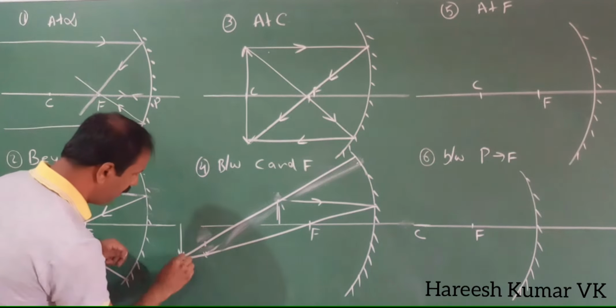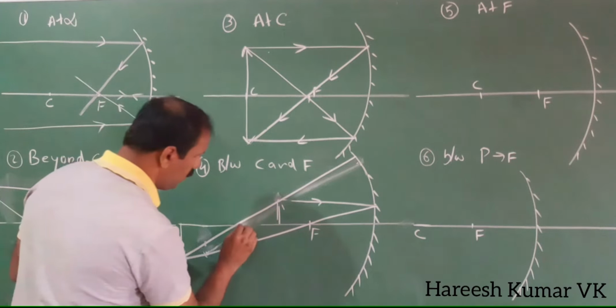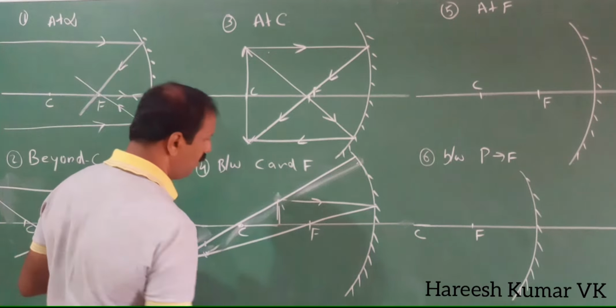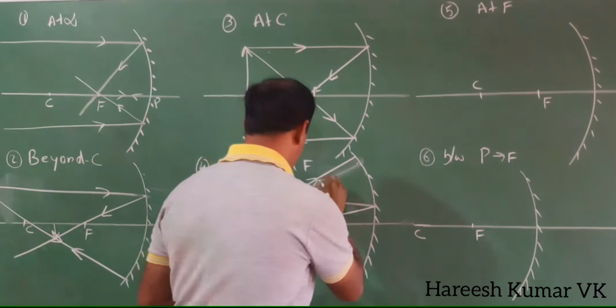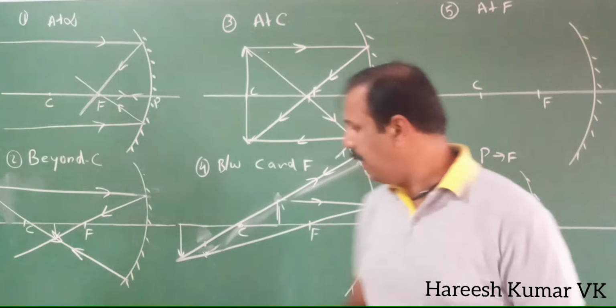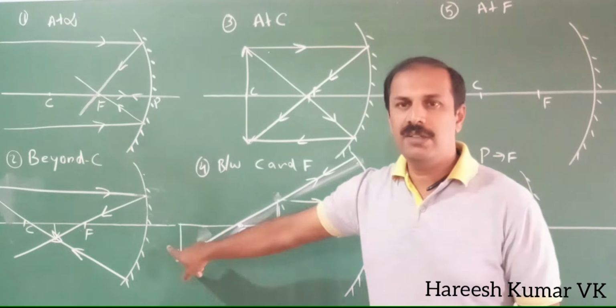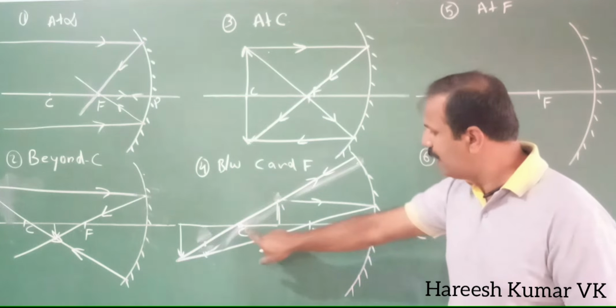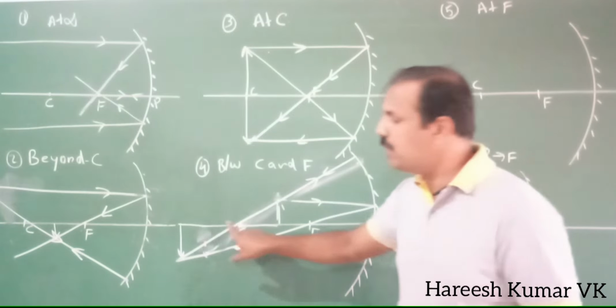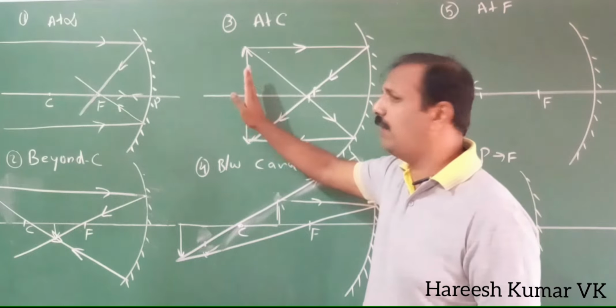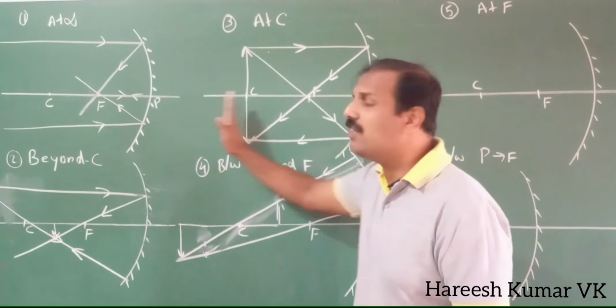So it comes here. Our C let it be here. Okay, so you can see here, what happens here? The image is beyond C. That is, when the object is between C and F, the image is beyond C. That is here both of us are saying, if this is coming here, again this one goes there.